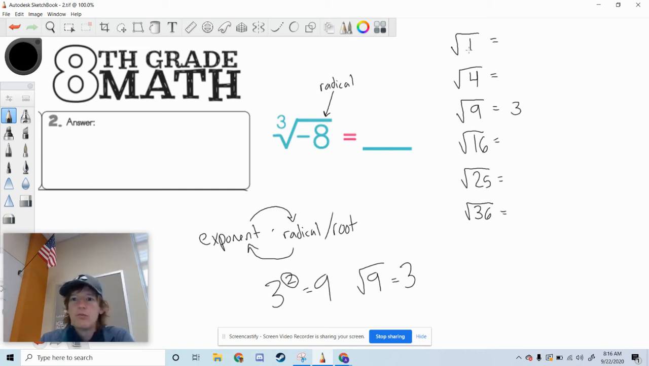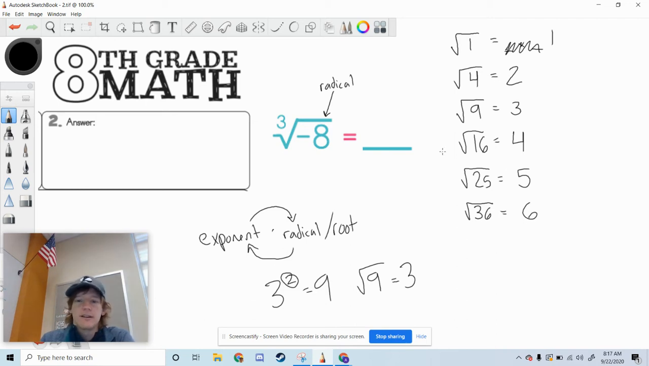So if I look at this 1, well, what times itself equals 1? In this case, it's going to be 1. I know that 2 times 2 is 4. 4 times 4 is 16. 5 times 5 is 25. And 6 times 6 is 36.